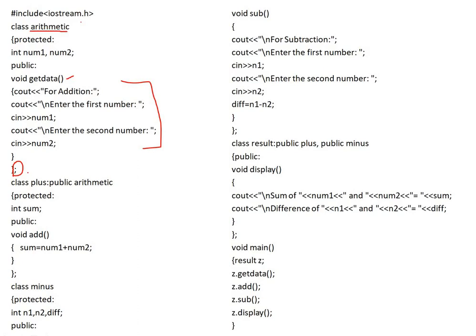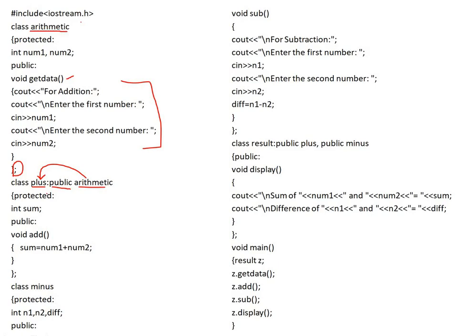Right. Next we have written class plus, then colon operator is followed by visibility mode public and arithmetic. Here arithmetic is a base class. Class plus inherits the properties of arithmetic, means class plus is a derived class of the arithmetic class.